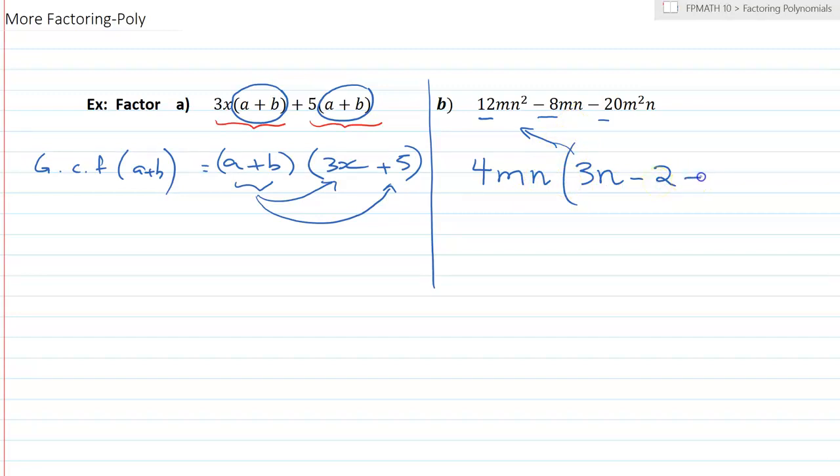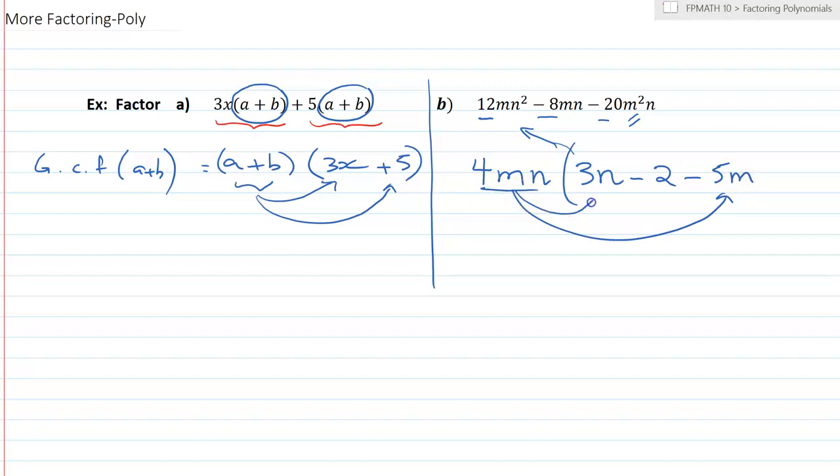Very good. Minus again. And then 20 and 4. So 5 times 4 is 20. And we have m squared on top here. We have m there. So we have to multiply by m. All right. So that's what we have done, by the way.